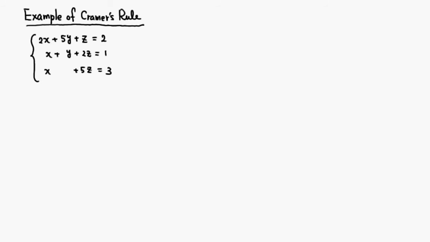Alright, let's look at an example of Cramer's rule. Let's try to solve the following system of linear equations. First we have to find the determinant of the coefficient matrix. So I'm going to go ahead and do that. It's the determinant of 2, 5, 1, 1, 1, 2, 1, 0, 5. So those are the coefficient matrix, right?